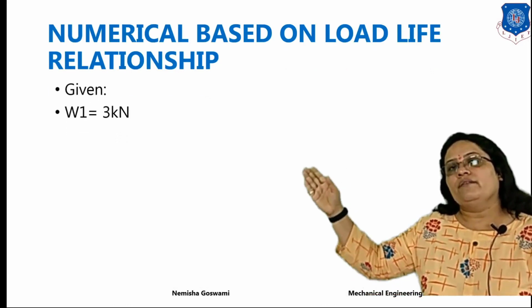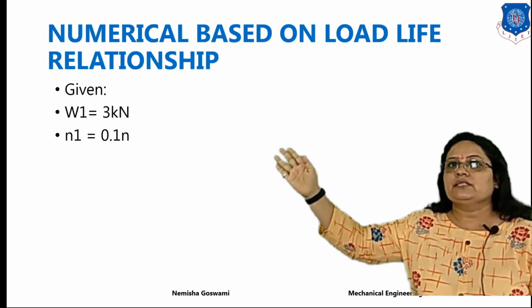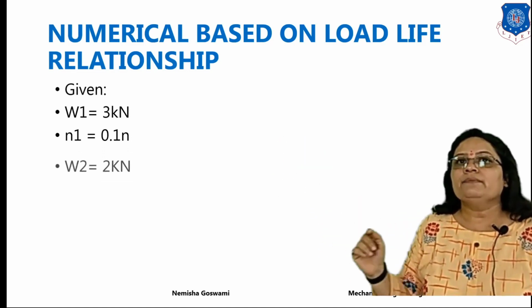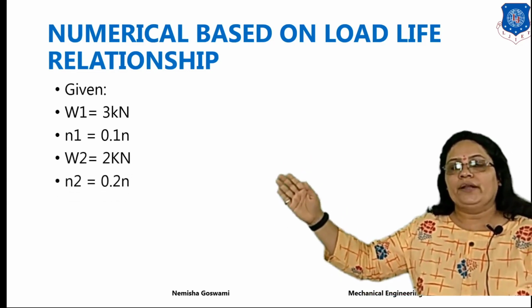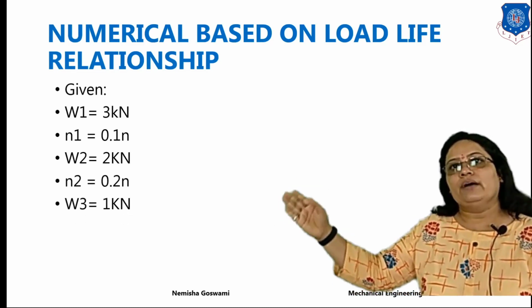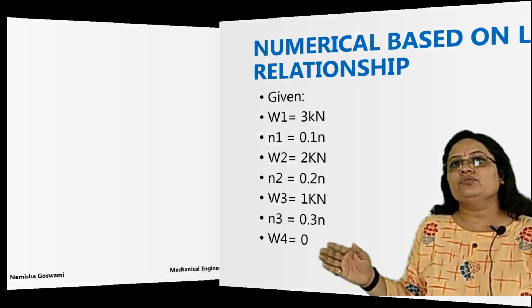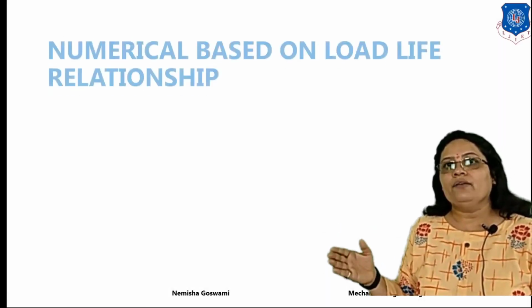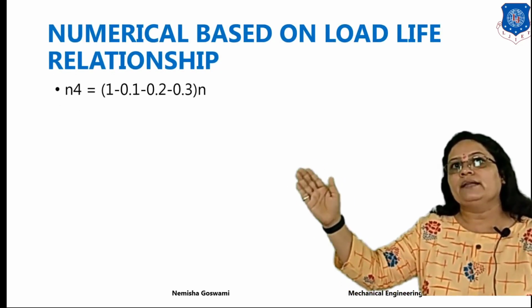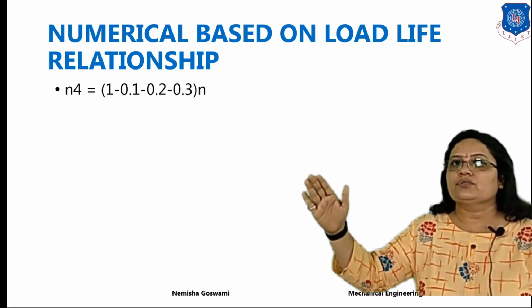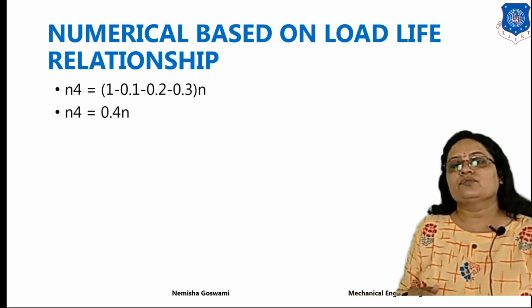First of all, write down your given data. W1 is 3 kilonewton, with respect to time given as 10%, so this is equal to 0.1 N, right? Similarly, W2 is equal to 2 kilonewton and N2 is equal to 0.2 N. Similarly, W3 is equal to 1 kilonewton and N3 is equal to 0.3 N. Similarly, W4 is equal to 0. Okay, and what is N4? So N4 is equal to N minus 0.1 N minus 0.2 N minus 0.3 N. So we have taken N outside of the whole bracket. Okay, so N4 is equal to 0.4 times N.